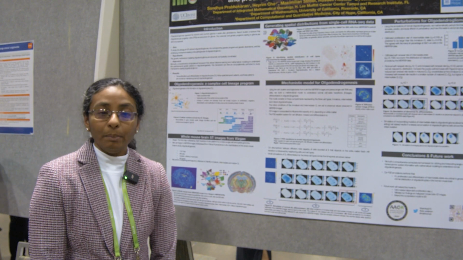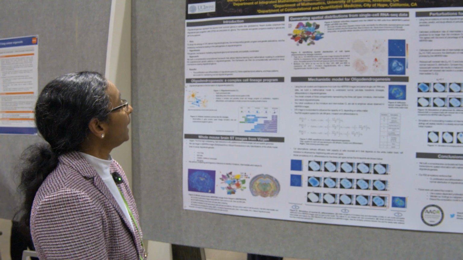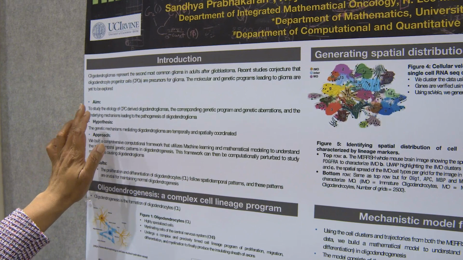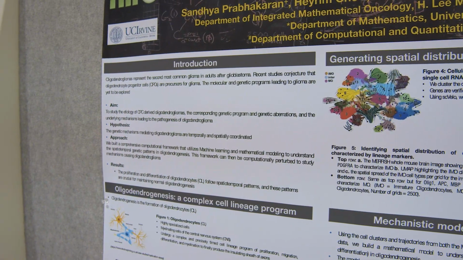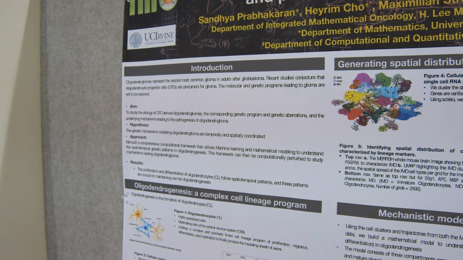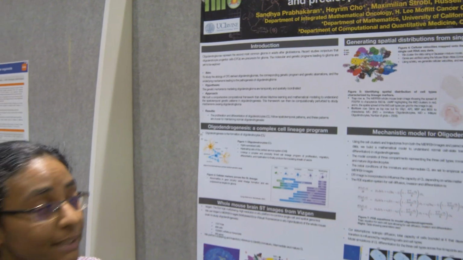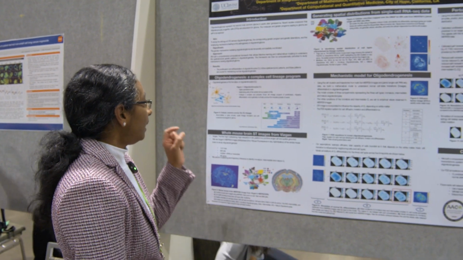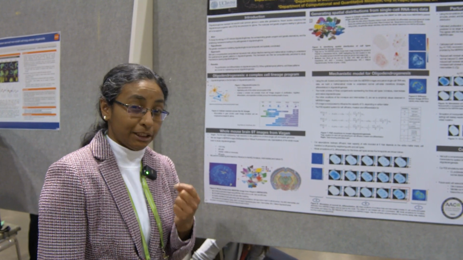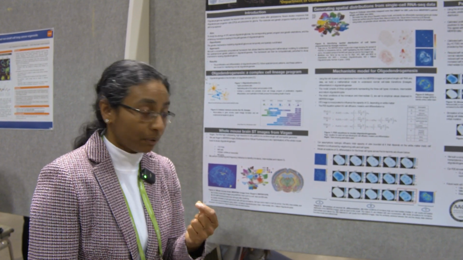Oligodendroglioma is the second most found glioma after glioblastoma. And recent studies project that oligodendrocyte progenitor cells are the precursors for glioma, but this hasn't been explored in much depth. So what we do in this work is to test the hypothesis that the genetic mechanisms mediating oligodendroglioma are temporally and spatially coordinated. Oligodendrogenesis is the formation of oligodendrocytes, and these are highly myelinated, highly specialized cells that have a special way in which they differentiate, divide and progress.